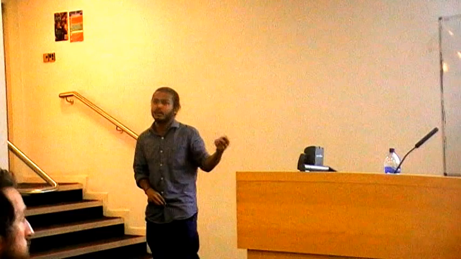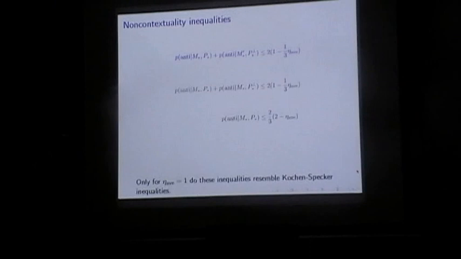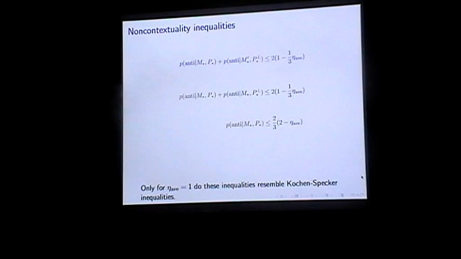The first one is in blue because that's the one I know how to violate. I have a construction for that. The other two I don't have a construction yet. This is ongoing work with Rob Spekkens. It's not published anywhere yet. Hopefully, I'll be able to find constructions for the other two as well.